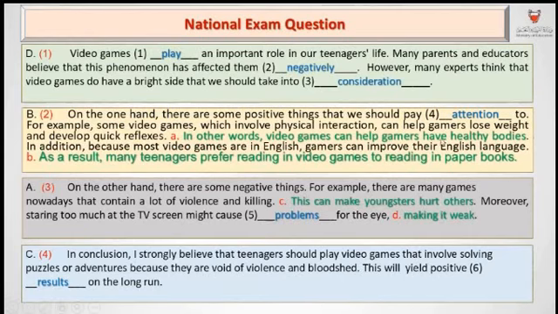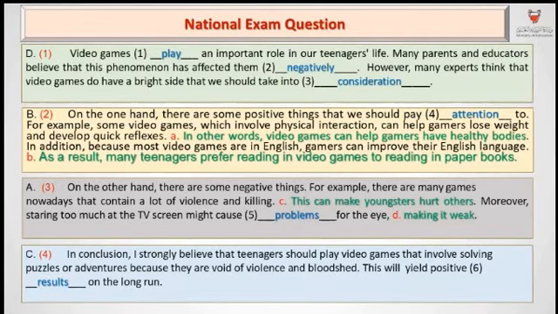So, we are talking about the benefits of video games in terms of physical interaction and in terms of losing weight. So, losing weight is generally considered to be a good thing. So, in other words, video games can help gamers have healthy bodies. So you can see that the two sentences are linked together. So it's some kind of development of the same idea.